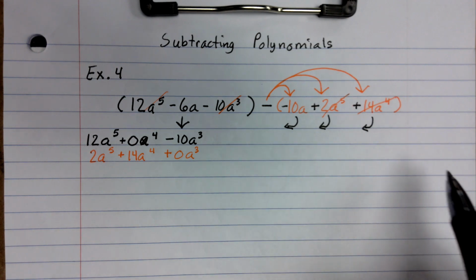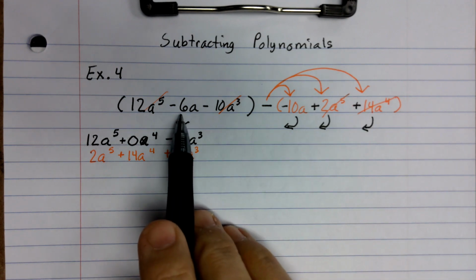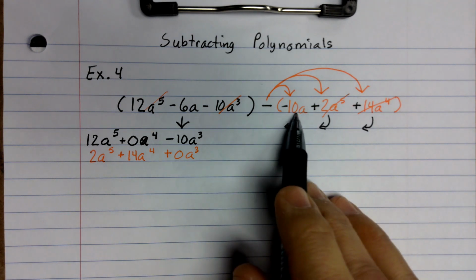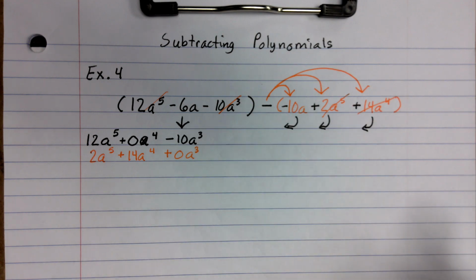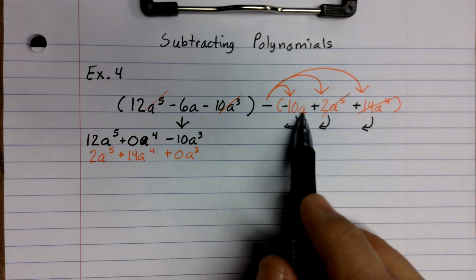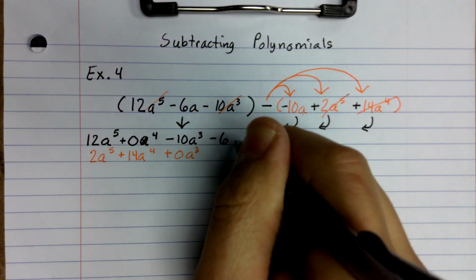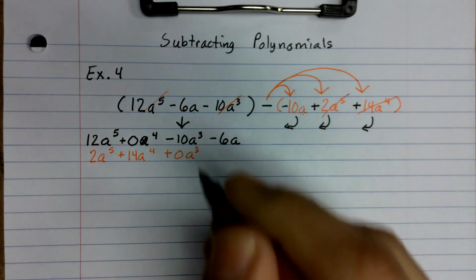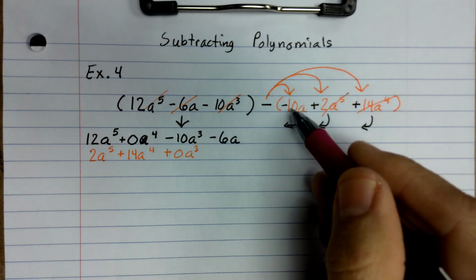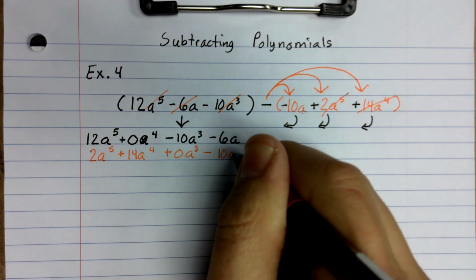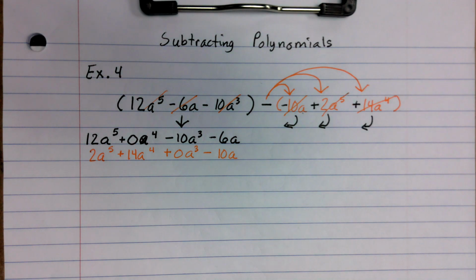And next would be the power of 2. Now what I notice is I don't have a 2 over here or over here. You could put a placeholder if you want, but since neither one of these expressions has a power of 2, I'm just going to completely ignore it and not even write it. I'm going to go down to the next one, which is the power of 1, because both of these have a to the power of 1. So I'm going to say minus 6a. I'll cross that out, and then I have this negative 10a. So minus 10a. And now we used all of our terms.